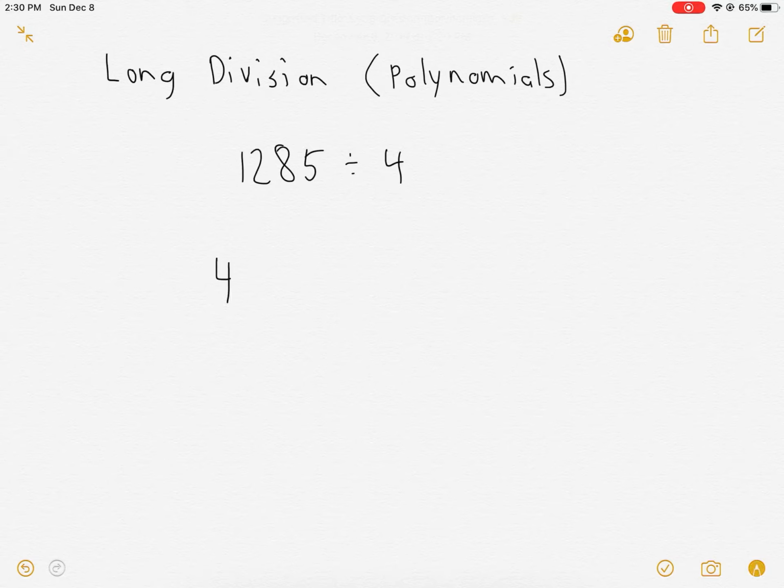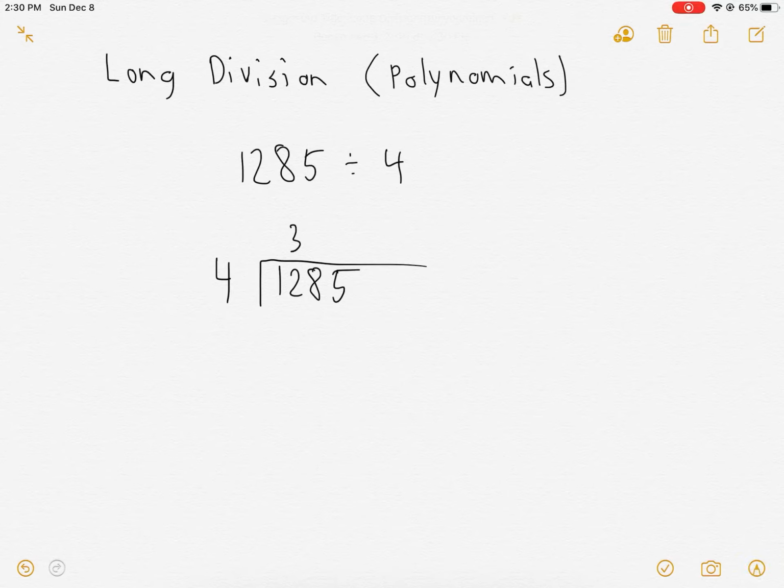Remember, when you set up long division, it's actually the second number, the one you are dividing by, that goes outside the box. So the idea here is we want to start with the 1 and say, okay, does 1 divide by 4? Well, it doesn't. So because of that, we go on to the next number and say, okay, can 12 divide by 4? Well, yeah, 12 can divide by 4. That gives us 3. So that's the beginning of our answer.